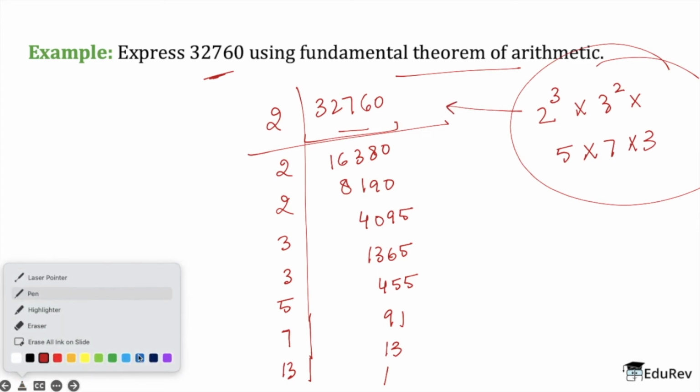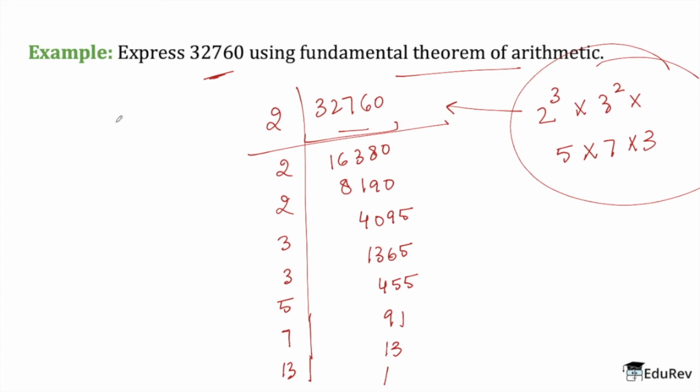Now some of you might be asking, if you do not know already, why did I write 2 to the power 3? Now 2 to the power 3 means 2 into 2 into 2, correct? And as you can see, there are three 2's. Similarly, 3 to the power 2 means 3 into 3, because there are two 3's. And then 5, 7, and I have 13, so into 13 should be here. So this is how I am going to express 32760.